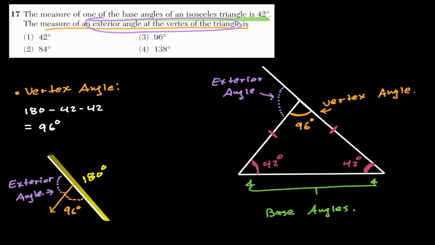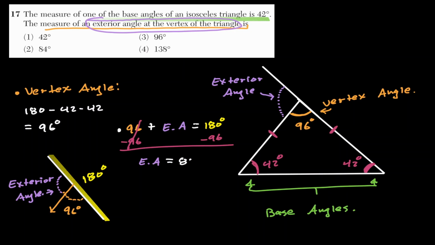So now let me move this. Then we can create an equation. We can say that 96 plus the exterior angle, let me just call it EA, is equal to 180 degrees. If we subtract 96 on both sides, then we're going to get that the exterior angle is equivalent to 84 degrees, which is option number 2.